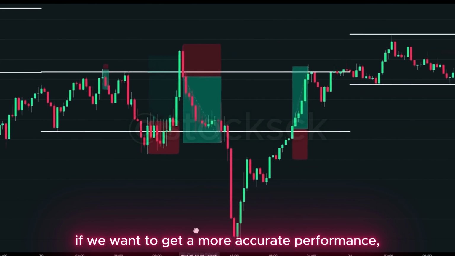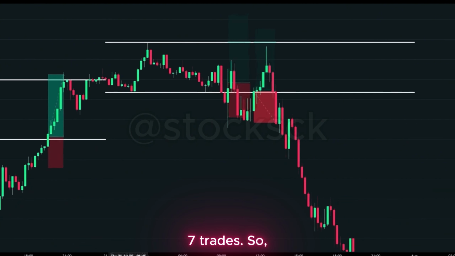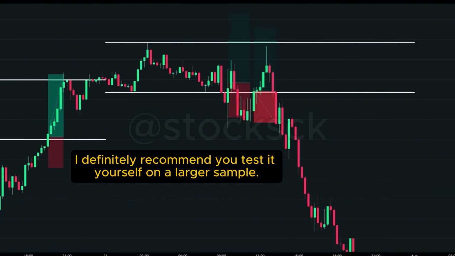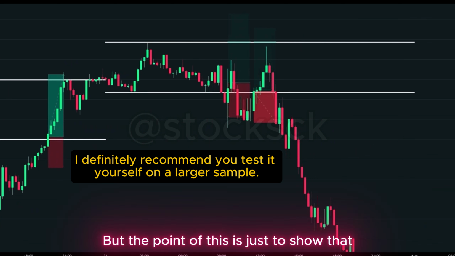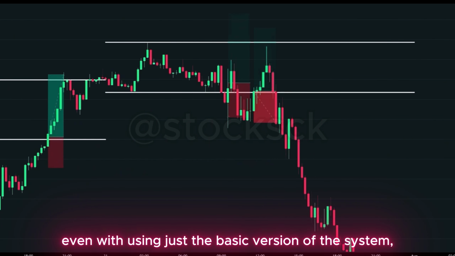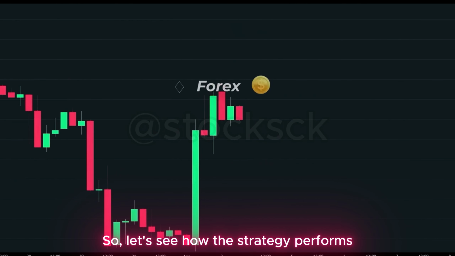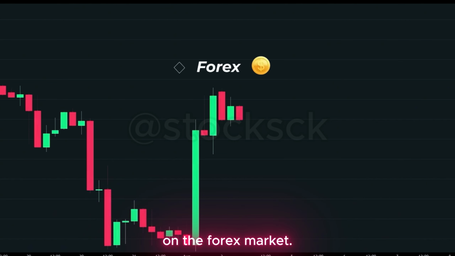Now, of course, if we want to get a more accurate performance, we would need to backtest using way more than just 7 trades. So I definitely recommend you test it yourself on a larger sample. But the point of this is just to show that even with using just the basic version of the system, it can achieve profitability in real trading scenarios. So let's see how the strategy performs on the Forex market.